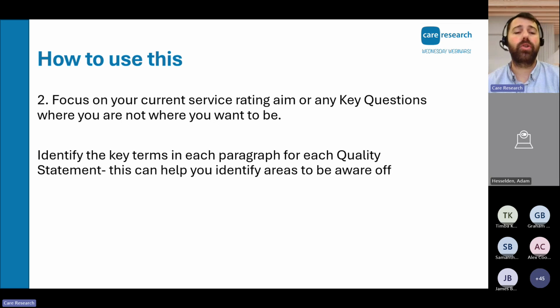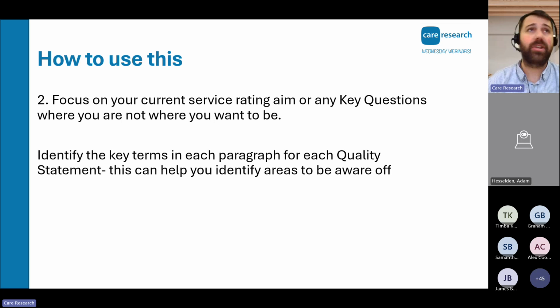Number 2, focus on your current service rating aim. Some services are hungry for good, some services are hungry for outstanding, and there's lots of reasons why people might do that sequentially. Have a look at the quality statements that you know you're likely to be reviewed under. Bear in mind, if you've got any key questions that are RI or inadequate, all of those quality statements are going to be looked at as a bare minimum. So if you've got 3 key questions that are good, and 2 of them are RI or inadequate, you know for a fact those 2 are going to be assessed in their fullness. So go first of all to the quality statements and ratings characteristics for those key questions, for those areas that you know are definitely going to come up.